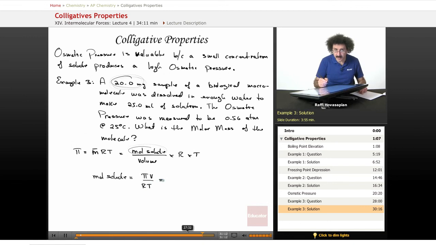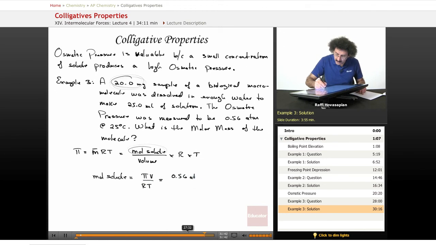Does this kind of look familiar? PV over RT. PV equals nRT. Number of moles equals pressure times volume over R times temperature. Notice it's the same form as the gas law, except this is not a gas pressure, this is an osmotic pressure, but it's still a unit of pressure. It's pretty extraordinary, isn't it? That for a solution and a gas, things that you wouldn't expect to behave the same, they actually have the same form of the equation. Wow, that's pretty amazing.